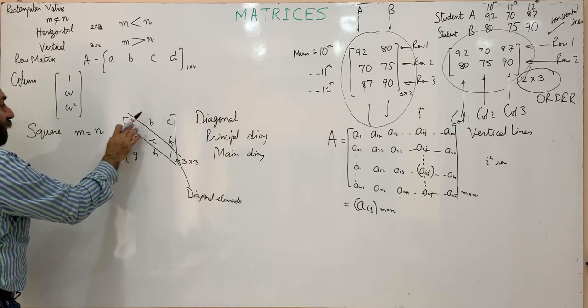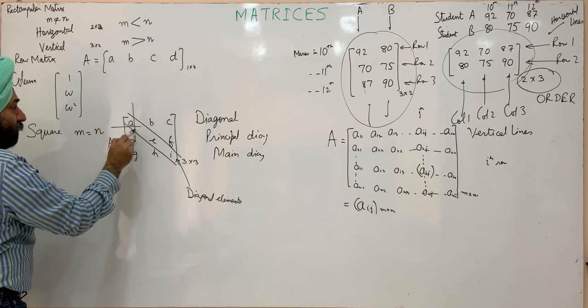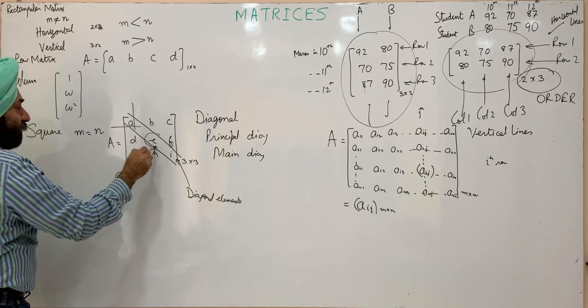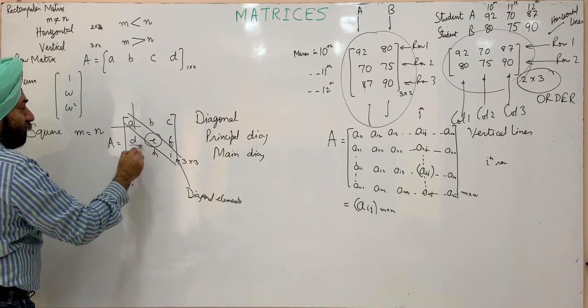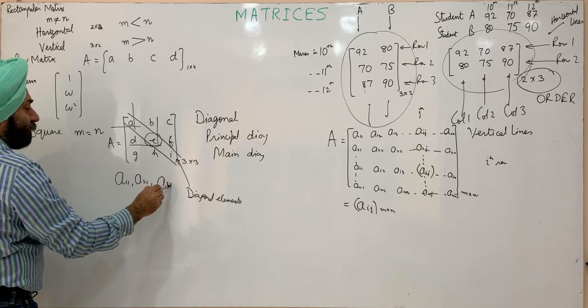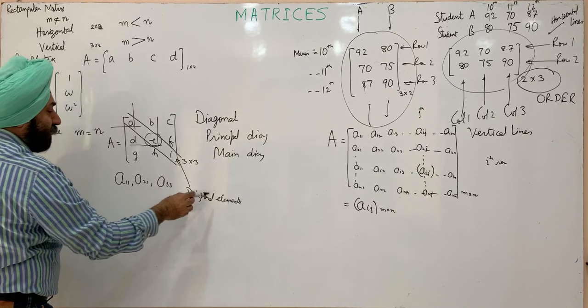This is the element at the intersection of the first row and first column, so it's at position 1, 1. Then this one is the element at the intersection of the second row and second column. This is 2, 2. Similarly, this is 3, 3. So these are diagonal elements.